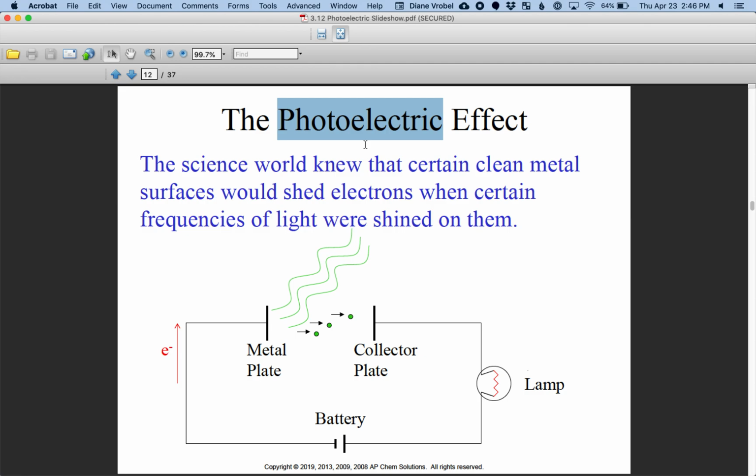And they were trying to determine that using a system like this, where they have two metal plates, they have a battery, and notice it's an open circuit. So the only thing that would close the circuit is the electrons flowing from one plate to another. And they were trying to figure out, how does this work?